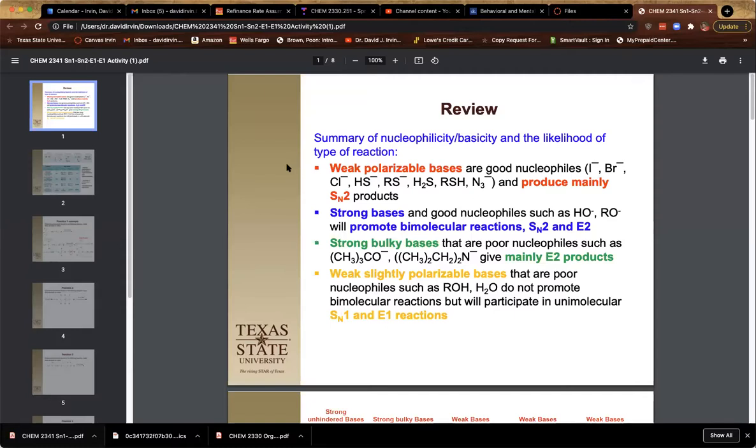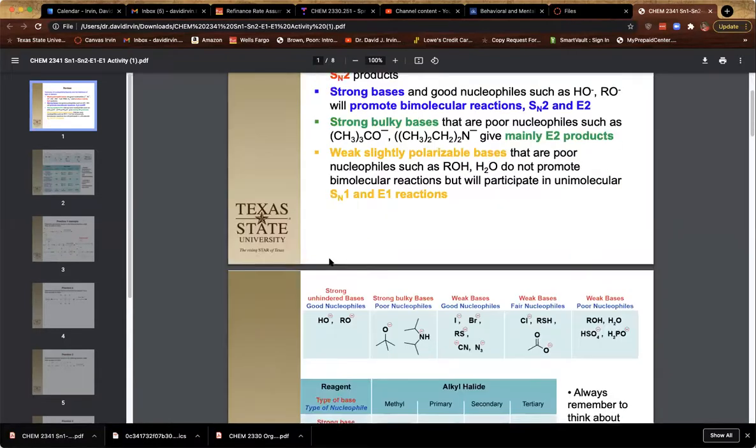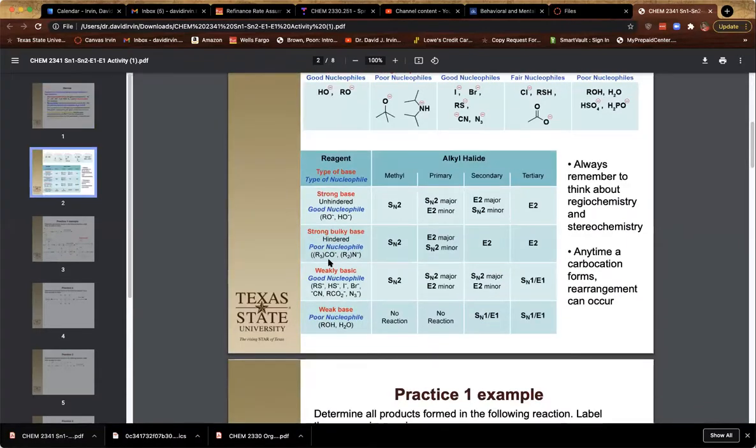So this gives you the 2 slides that are the summary slides for chapters 6 and 7, okay? What to look for in your reaction, what the major products are going to be based on that. And so these are the 2 slides that we just went over. So that's going to be your guide for this exercise.